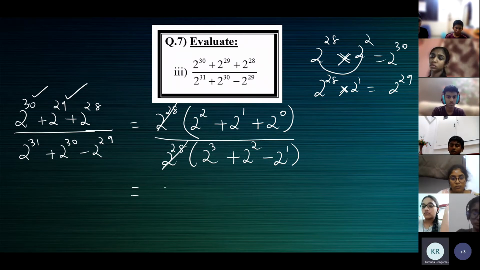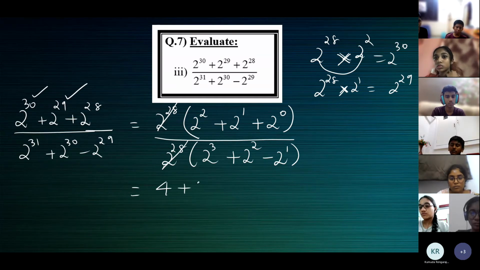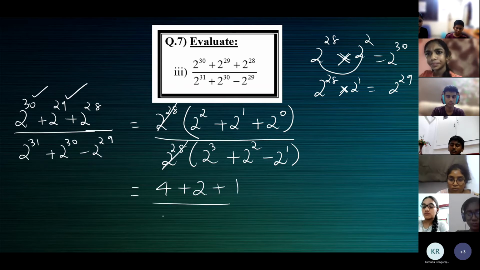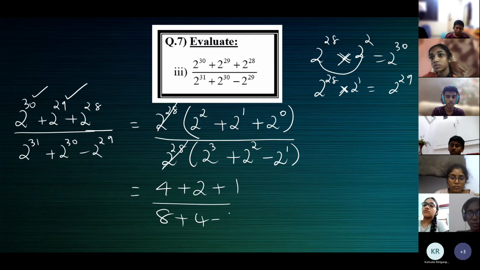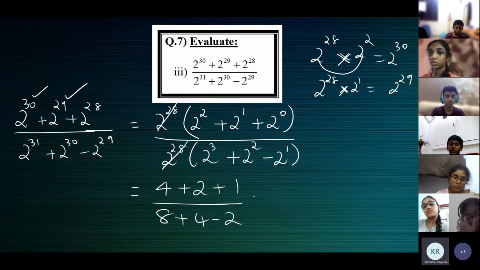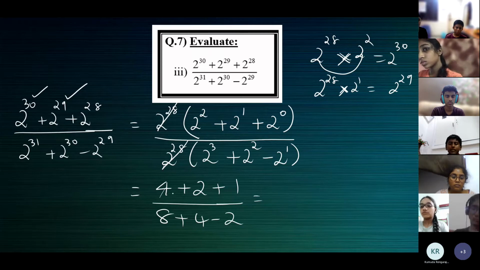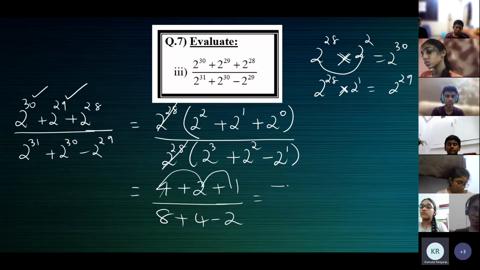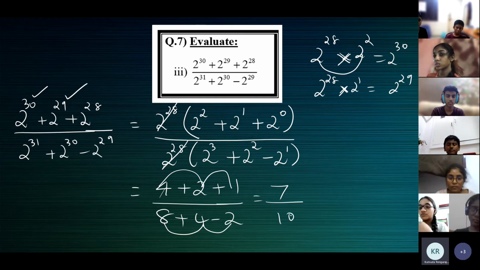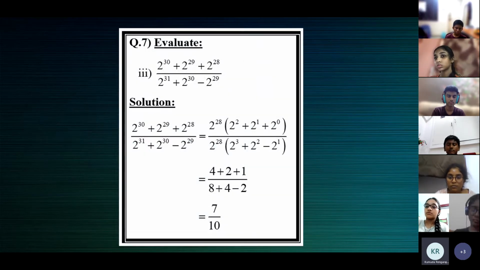What is 2 square? 4. 4, 2, 1. 8, 4, minus 2. Now don't cancel 2 and 2. Add the numerator. Don't cancel 4 ones are 4, twos are... You cannot do that. 4 plus 2, 6. 6 plus 1, 7. 7 by 10. Sorry, 8 plus 4, 12 minus 2, 10. 7 by 10. It's the same method. Yeah, you can copy this.